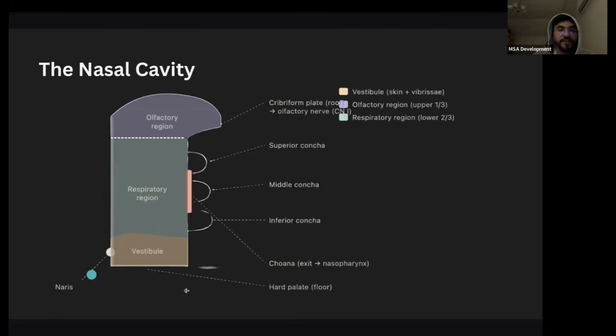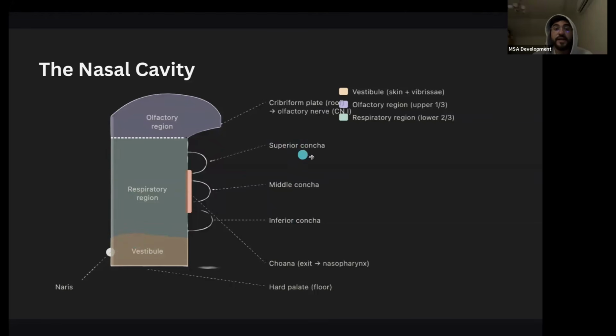So now the nasal cavity, I'd like to divide it into three parts. You have the vestibule. So this is the nares, right? This is the opening. So right after the opening of the nose, you'll have the vestibule. And then you're going to have the respiratory region. And then you're going to have the olfactory region, which is where your cribriform plate is and where your olfactory nerve runs. Okay.